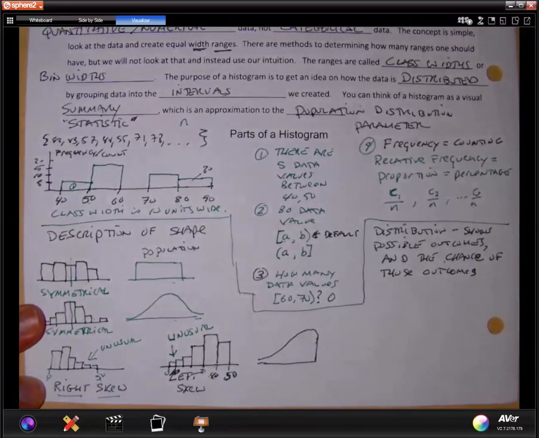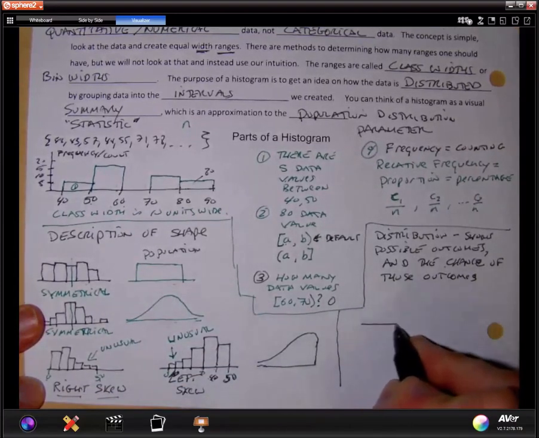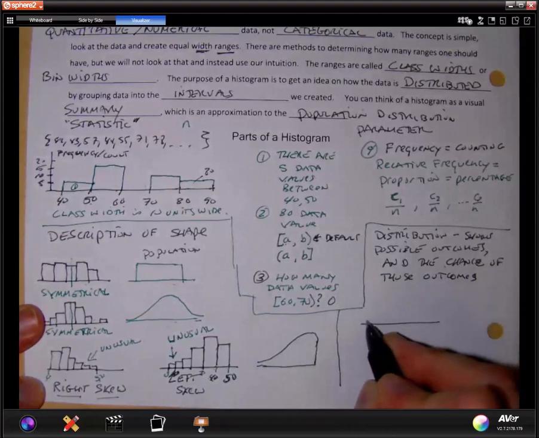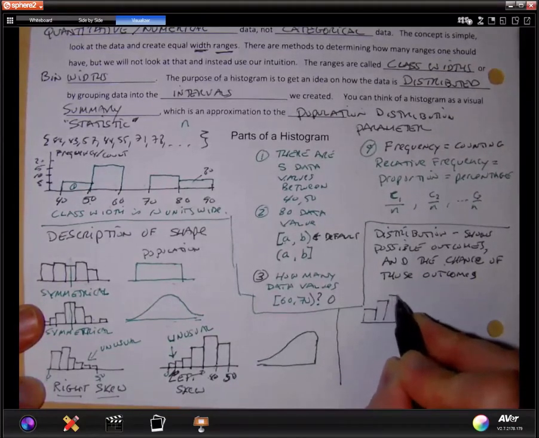One last shape. So you have your symmetrical, your right skew, your left skew, and then you have shapes that are something like this. So I'm going to draw kind of a nice, perfect one.